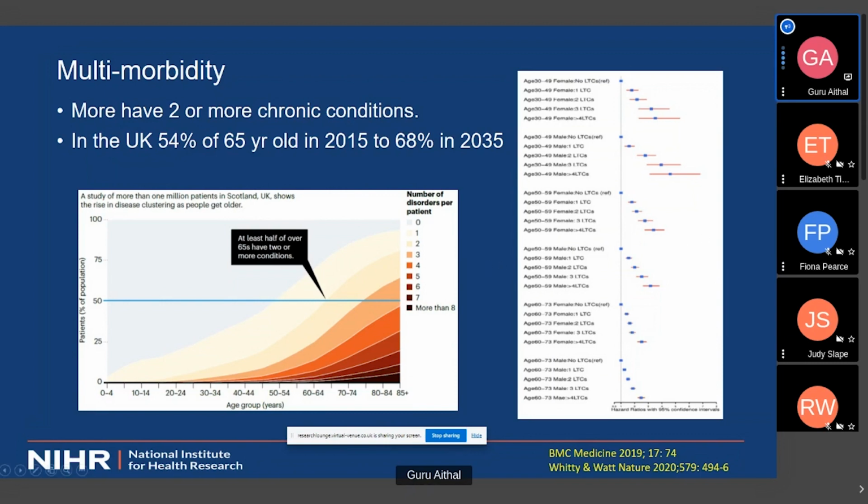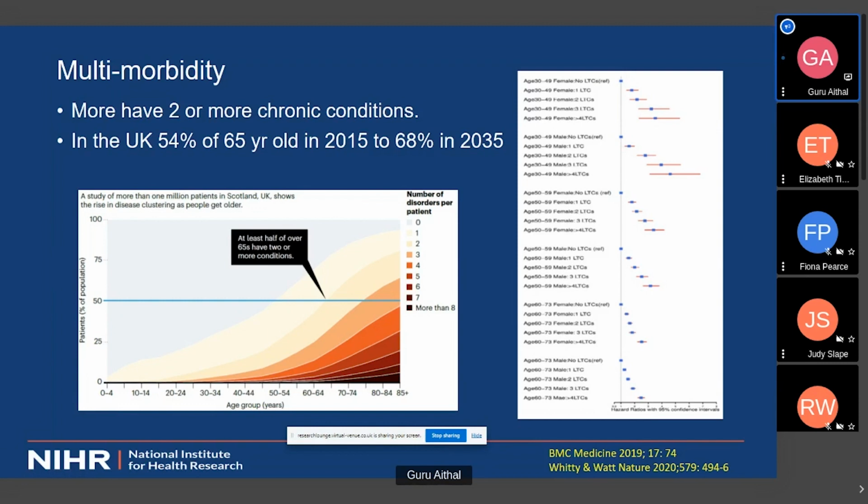We have 54% of people over 65 who have more than one condition at the same time, in 2015, and the projection is that it's going to become 68% by 2035. And the graph shows that gradually, in the different shades of colors here, people having more than 2, 3, 4, 5, 6, 7, and more than 8 conditions will be increasing. And this, on the surface of it, will look like population aging, but it's not quite true.